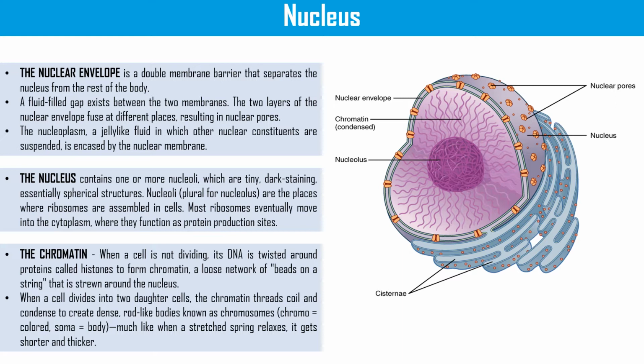Much like when a stretched spring relaxes, chromosomes get shorter. Chromatin gets shorter and thicker. The three parts of the nucleus are the nuclear envelope, nucleolus, and chromatin.